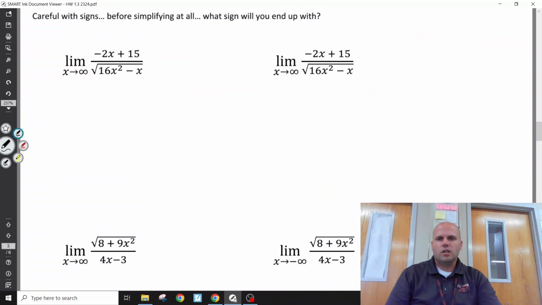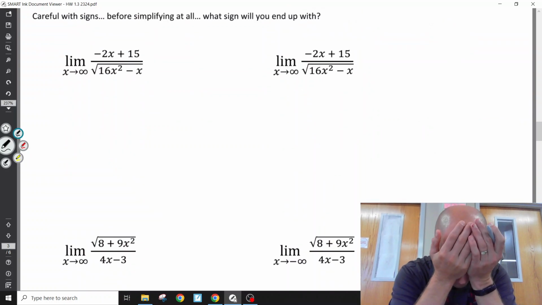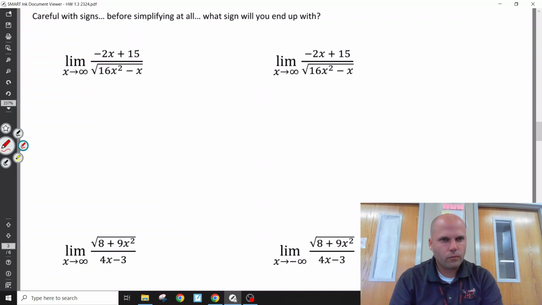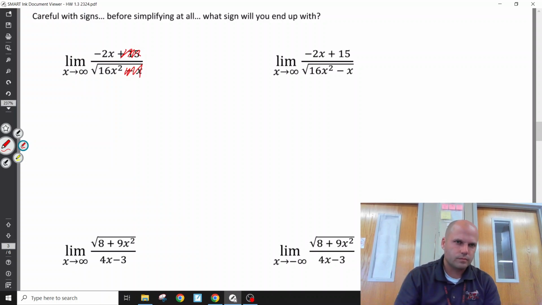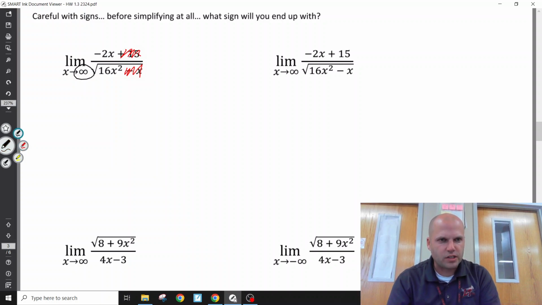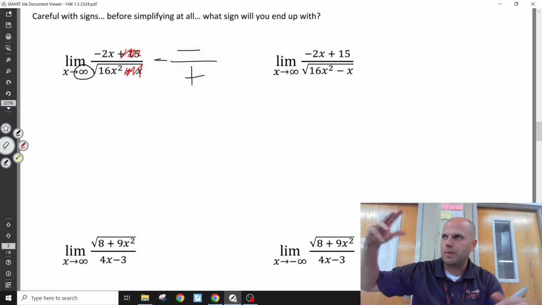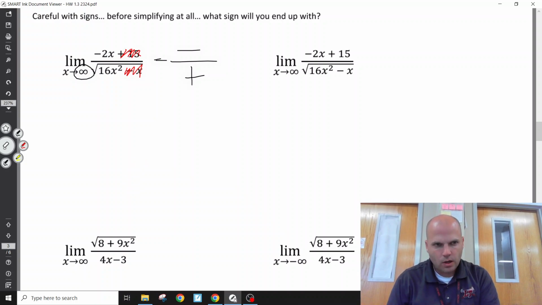Okay? These square roots are tricky. So let's look at what we've got going on here. If I look at the numerator, the 15 is gone. If I look at the denominator, the x is gone. Now, let's just pause right here. If you plugged in infinity, the numerator is going to be a negative, and the denominator is going to be a positive. How do I know the denominator is going to be a positive? Well, 16 times a positive value squared is a positive. The square root of a positive value is a positive value.